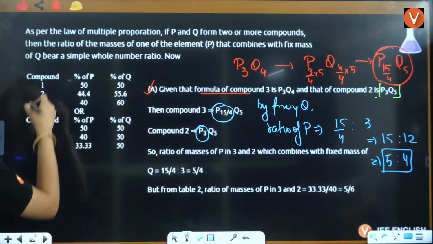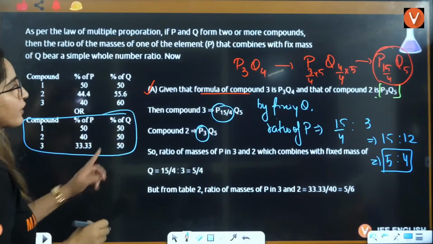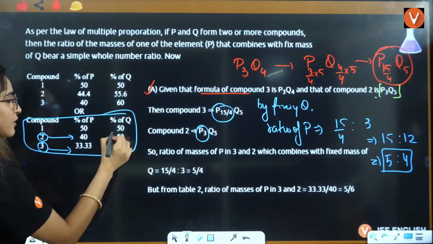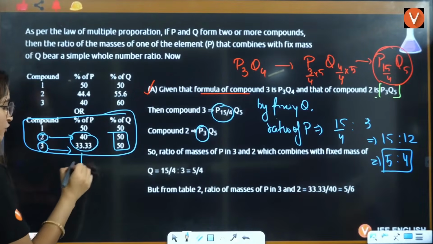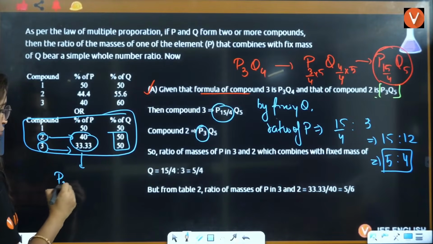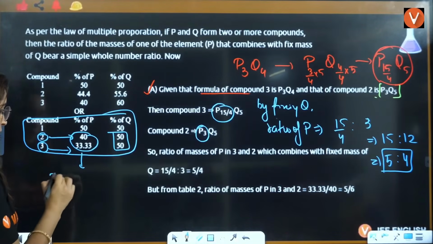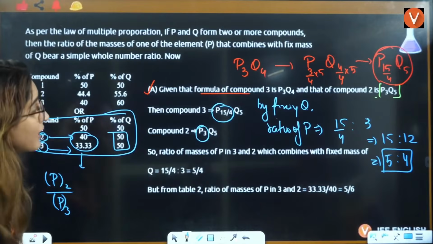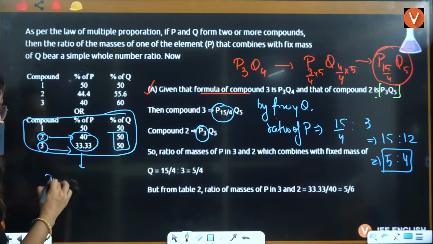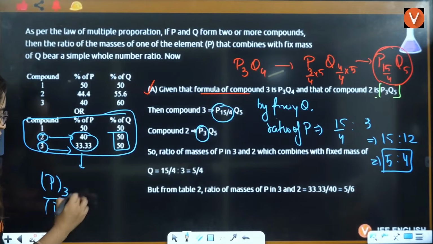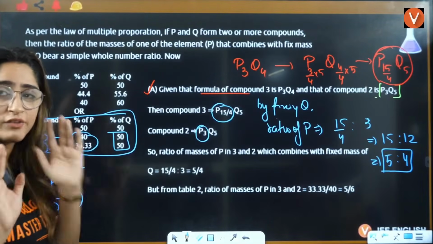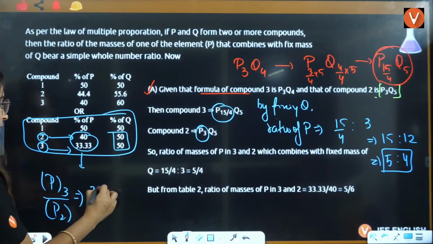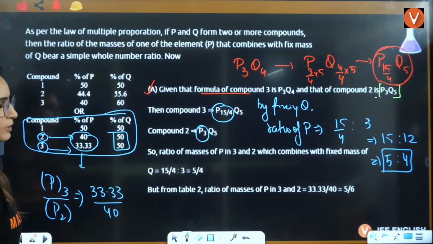Now the data that we have is this thing. Now here when you fix the Q for compound 2 and 3, I fix Q. Then what is the ratio of P of compound 2 and P of compound 3? Here also I am writing P of compound 3 by 2. So here I'll write P of compound 3 by P of compound 2. The ratio should be same, okay? If the ratio is same, that means this statement is verified. So this is P of 3 is nothing but 33.33. This is nothing but 40.